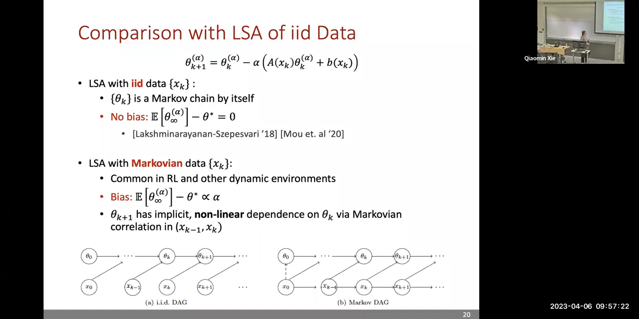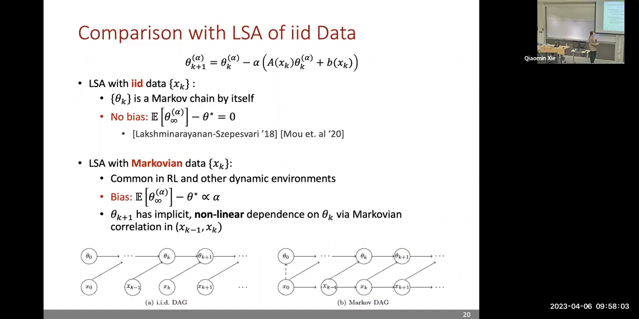But now for the Markovian data setting, as we saw earlier, the bias will be proportional to the step size. So the question is where the bias comes from. We know if there is no correlation across the X k sequence, there is no bias at all. But the correlation across the X k will create an additional implicit dependence between the iterates. And this is exactly where the bias comes from.